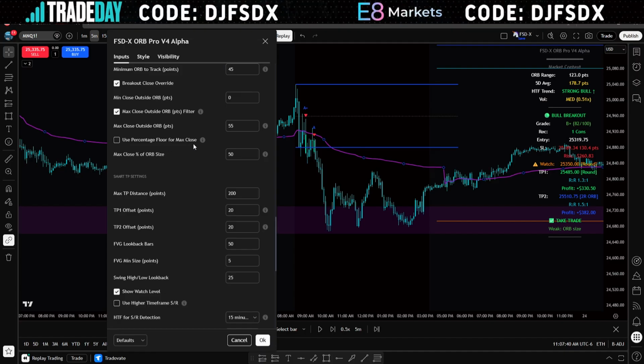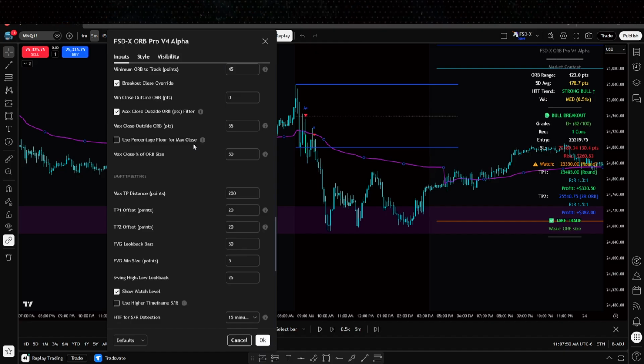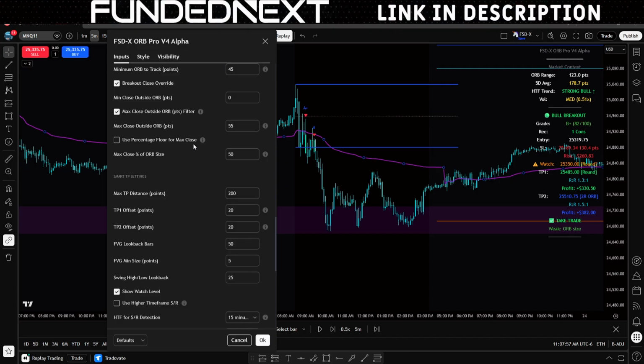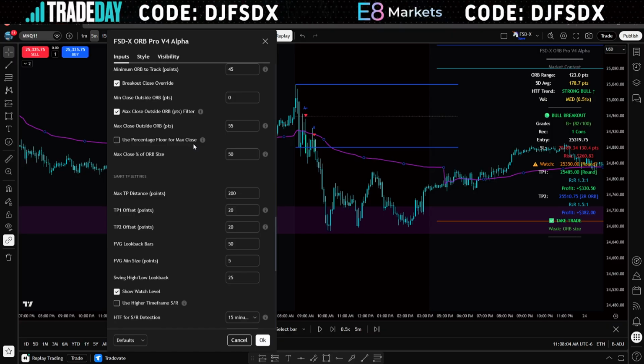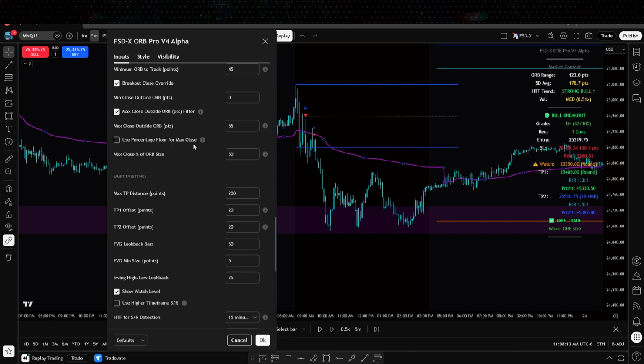The use percentage floor for max breakout basically uses a percentage of the orb size. If it's a 100-point orb and you have it set to 50%, basically it can't be over 50%, so it can't be over 50 points. So if you want to do a percentage based instead of a hard number, you can set it to that. I added it in there and tried it out. I wasn't a huge fan of it, but I left it in there. It is something cool to have, but I really don't use it.